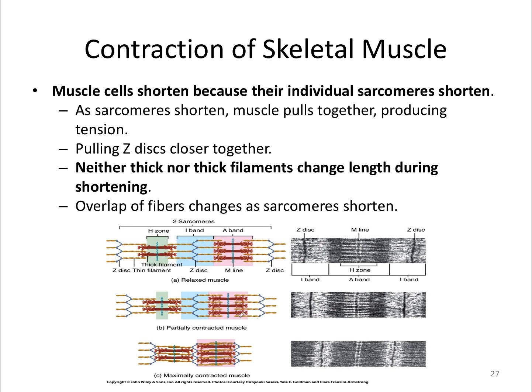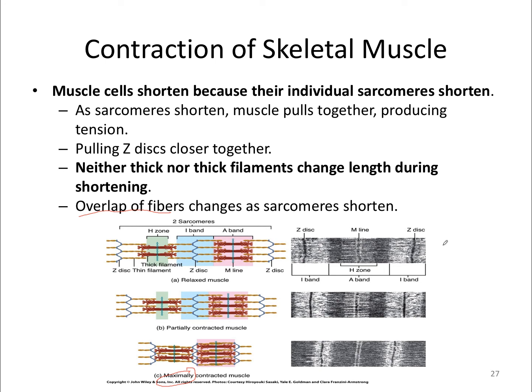So if we watch, the A band is going to stay the same length, but the H zone and the I band are going to get shorter and finally almost disappear. So this is maximally contracted. So this is as contracted as you can possibly be. Note the ends of the thick filaments are almost touching the Z disc. This is partially contracted and this is relaxed. So it's the amount of overlap of the fibers that changes as sarcomeres shorten.